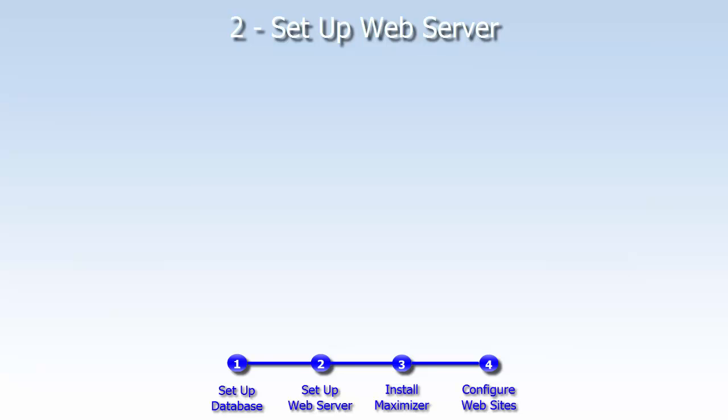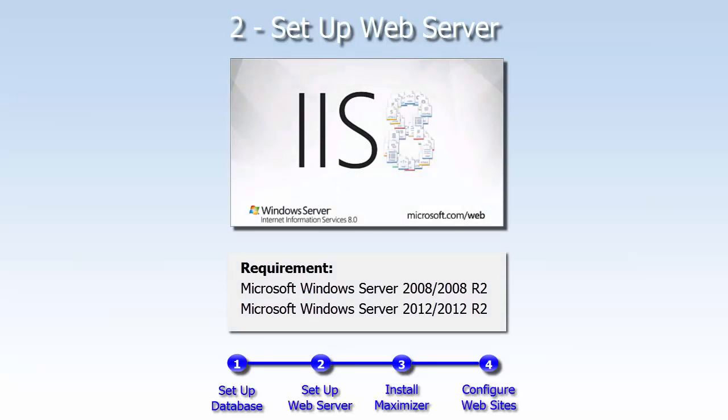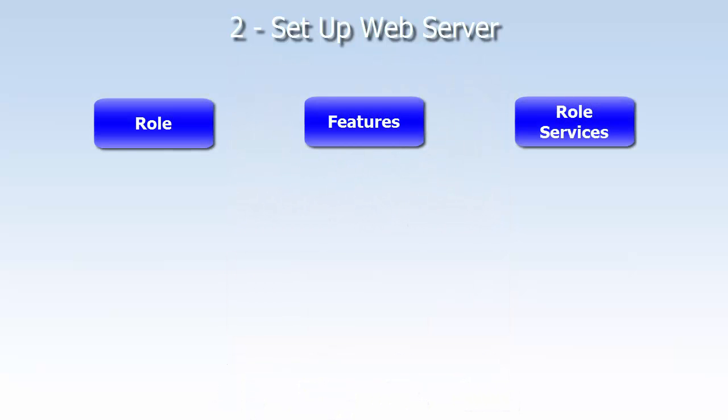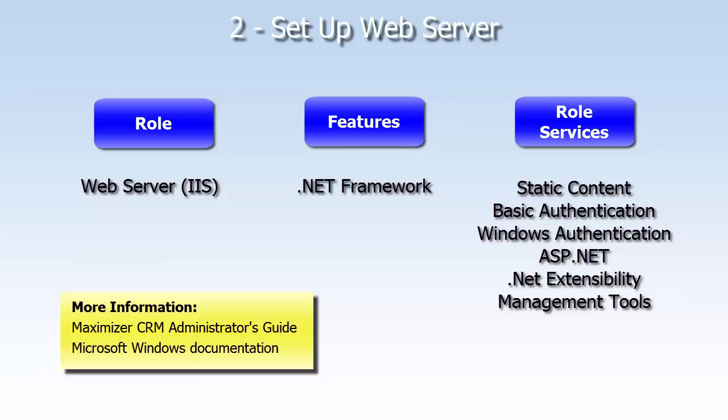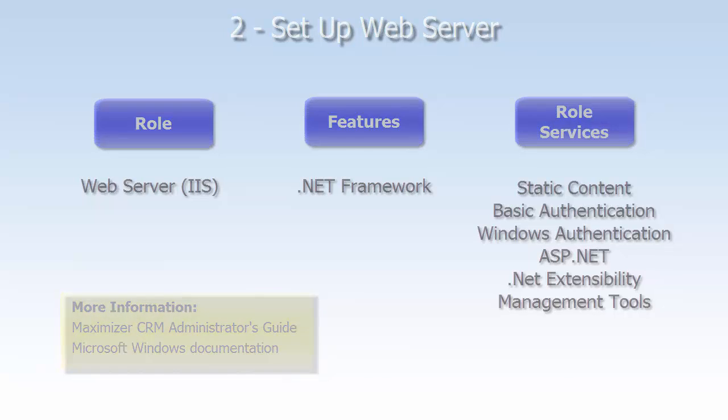Next, set up your web server. Maximizer uses Microsoft Internet Information Services, or IIS, as its web server. IIS must be enabled on a supported version of the Windows Server operating system. When you set up your web server for Maximizer, you must ensure the correct role, features, and role services are installed on your system. We'll show you how to set up the roles and features using a Windows Server 2012 operating system. If you use a different operating system, the steps will be different. See the Maximizer CRM and Microsoft Windows documentation for more information.